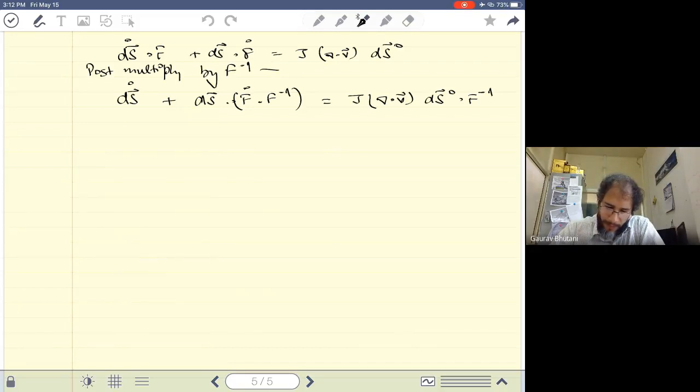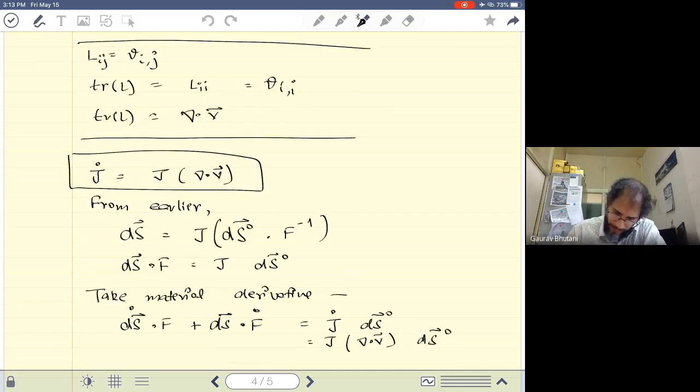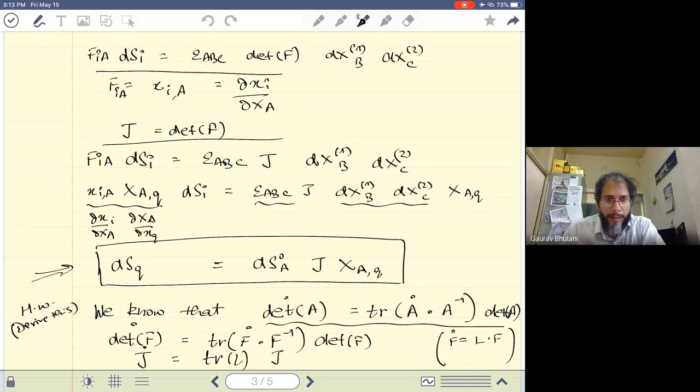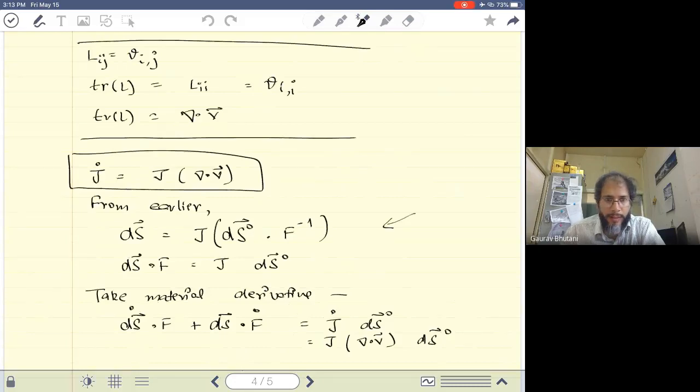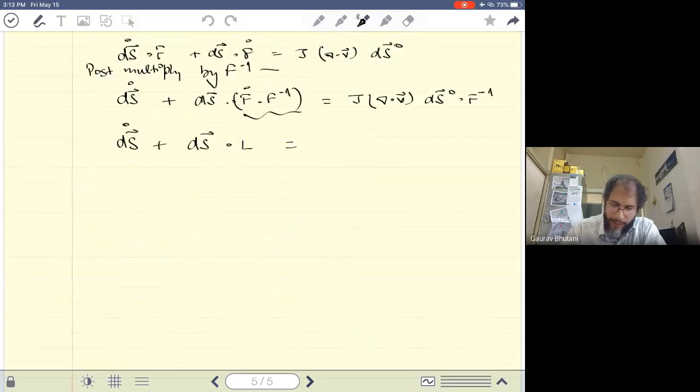Now F dot times F inverse, which is this expression, is equal to L. And if I go back to the definition with expression for ds, which was this one, then ds vector is ds naught J times F inverse. Okay, so that's what we also wrote on this slide, that ds is J ds naught F inverse. So we already have that. We have J ds naught F inverse. So we can write that as ds vector. So that becomes divergence of v times ds. So now you can see that we have a ds dot that's available to us.